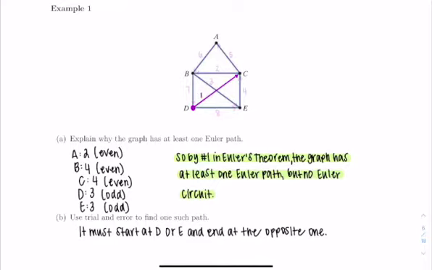Now from C, I have a few different options. I can move to B, I can move to A, or I can move to E. I am going to move from C to B. From B, I have a few options. I can move to A, I can move to D, or I can move to E. So I'm going to move to E.